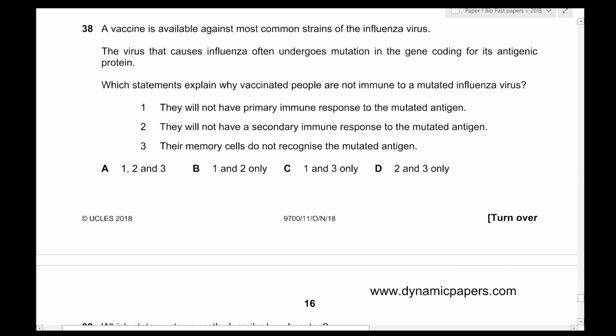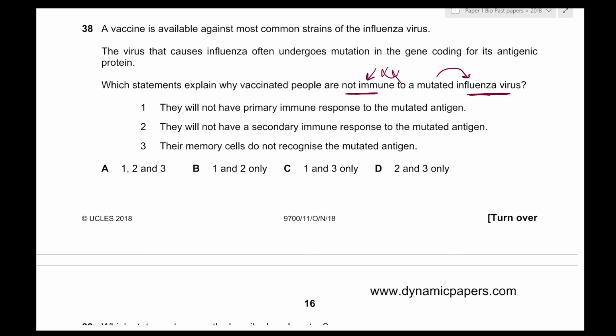Number 38. A vaccine is available against most of the common strains of influenza virus. Which statement explains why the vaccinated people are not immune to a mutated influenza virus? When a vaccine is introduced to the body, it has antigens unique to a specific influenza virus. Therefore, memory cells are only produced for the antigen presented in the vaccination. In case the influenza mutated, this means that the antigens have changed. Therefore, there are no longer memory cells complementary to that specific antigen. So they are not immune because memory cells are no longer present.